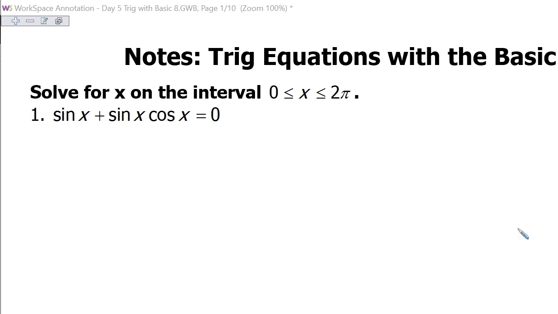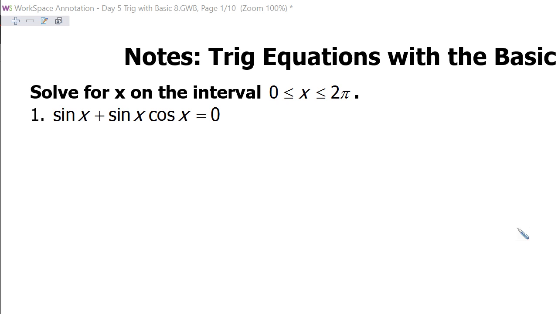Doing trig equations with a basic 8. So that means if you see a tangent, you can change it to sine over cosine. If you see a sine squared, you can change it to 1 minus cosine squared. So basically anything that is a trig, you could replace it with some sort of identity to try to solve your equation.